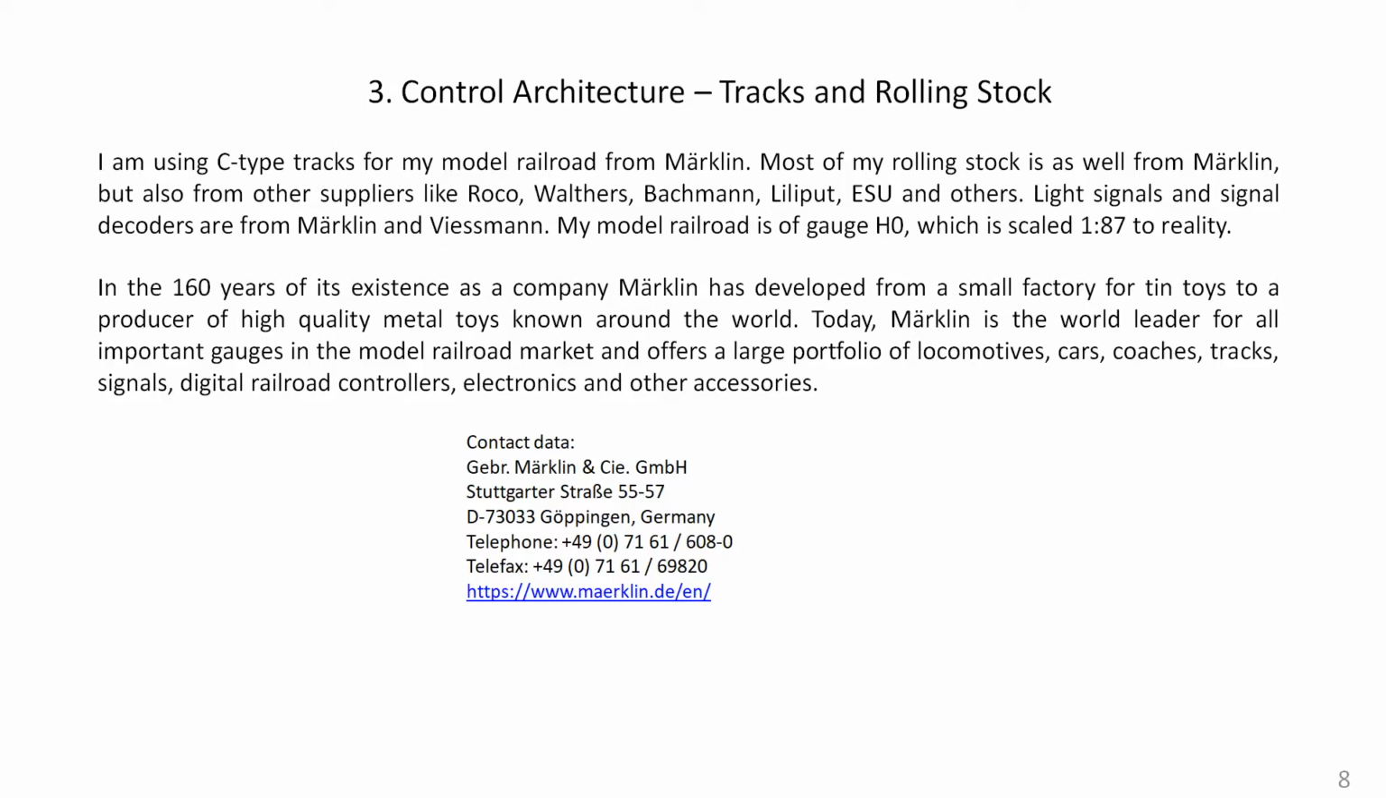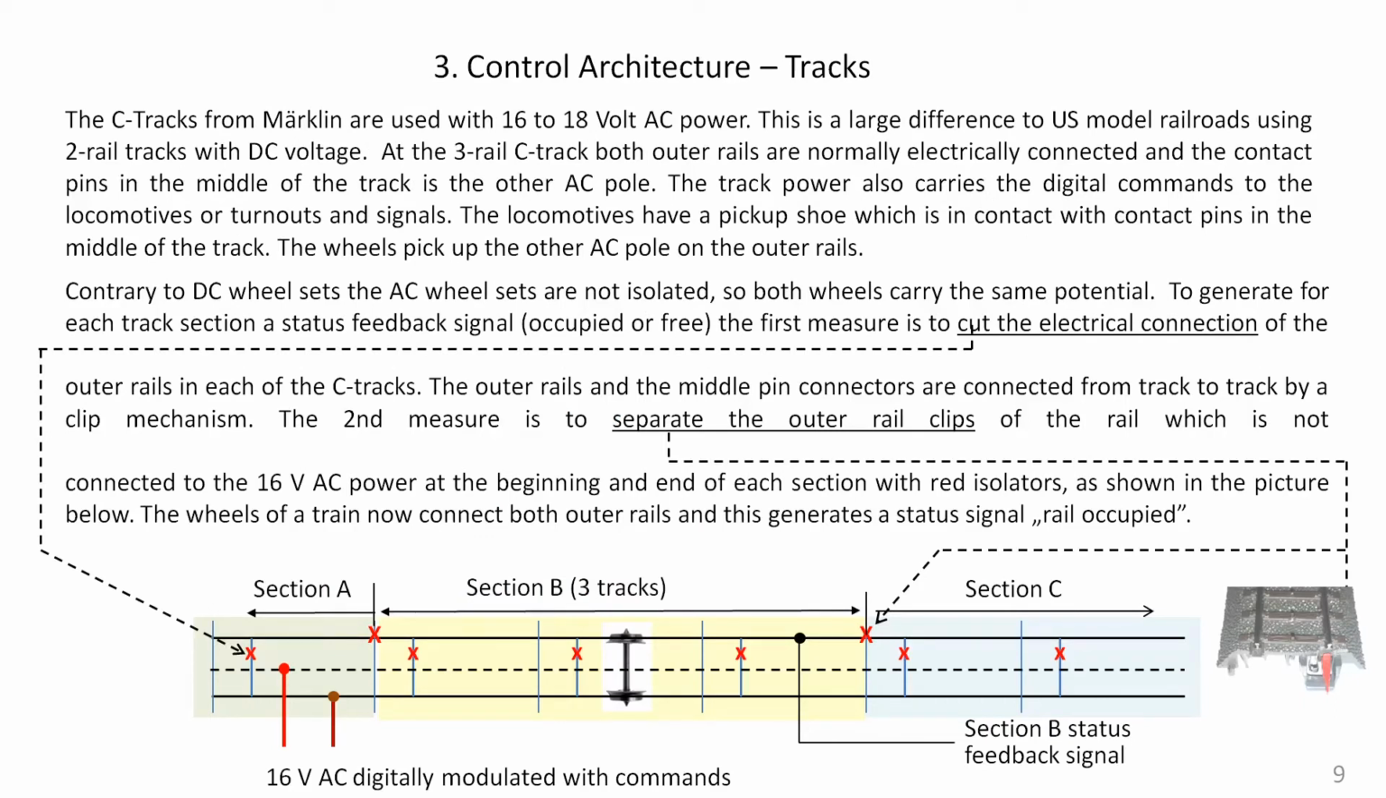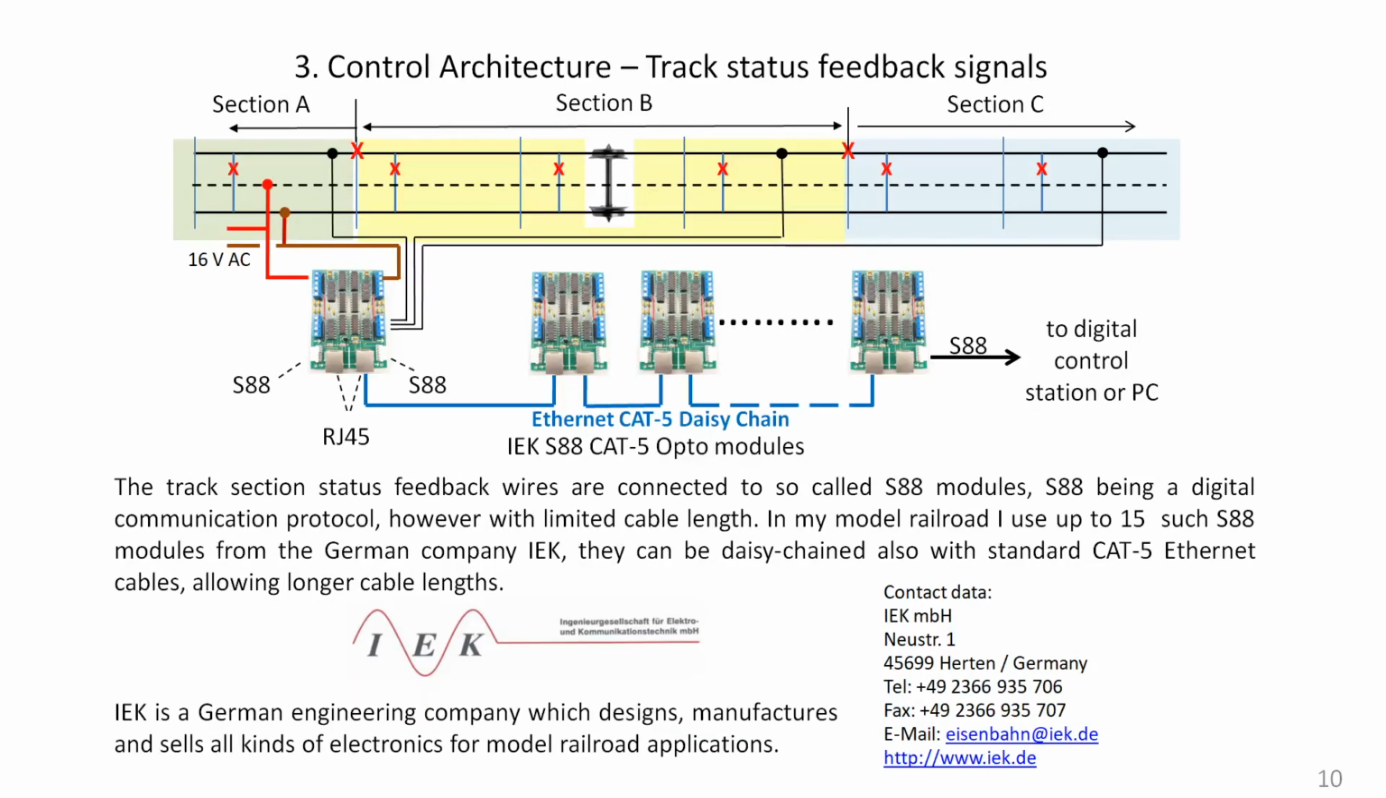So far for that. In this slide, which I will not explain in detail, you'll see how it works to get the section feedback signals, whether a section of a track is occupied or available. You need to do some mechanical work on the tracks to disconnect the 2 outer rails and also isolate the sections from each other. So please take a look at what I write here. More in detail, I'll just go to the next point now.